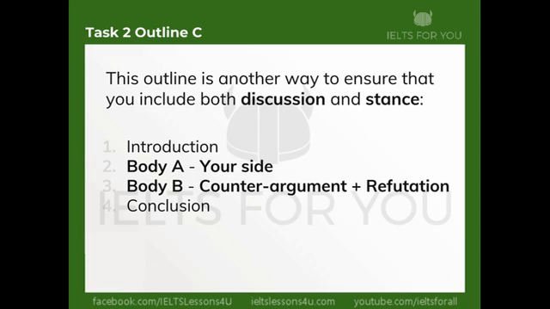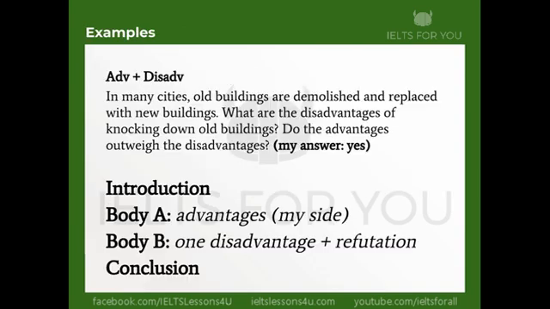Okay, this works really well for opinion essays in particular, because you can see that about 75% of the essay is focused on your ideas, your side, and the refutation. Only about 25%, 2 or 3 sentences, are going to be the other side. That's the counter-argument. So let's use those same 3 examples, the advantages and disadvantages of knocking down old buildings. Body A, we start with the advantages, my side. Maybe there's one really strong advantage that you have. Body B, introduce one disadvantage and then reply to it, give a refutation.